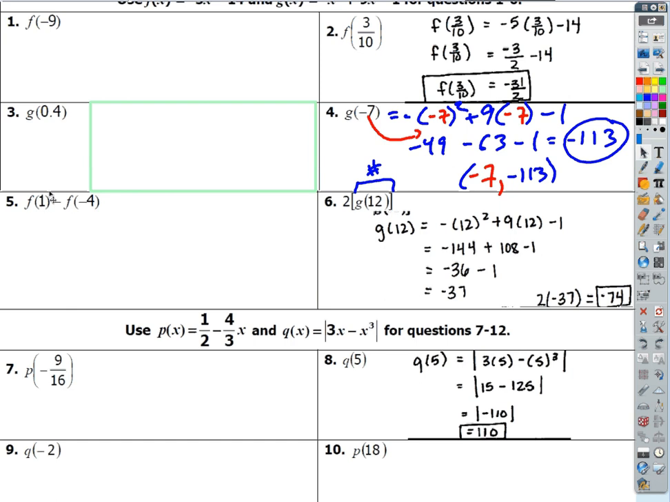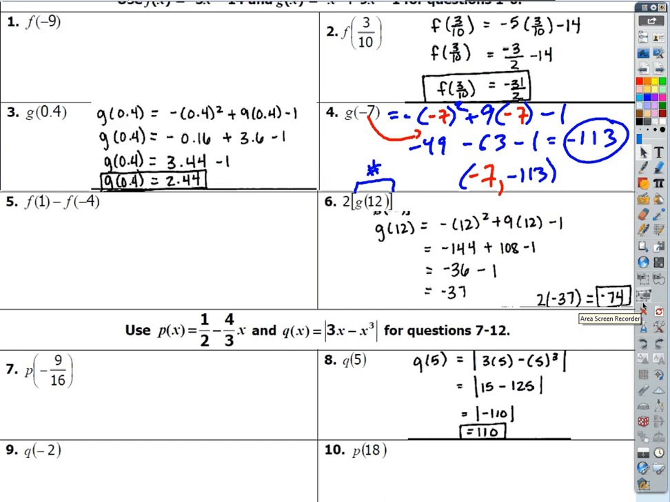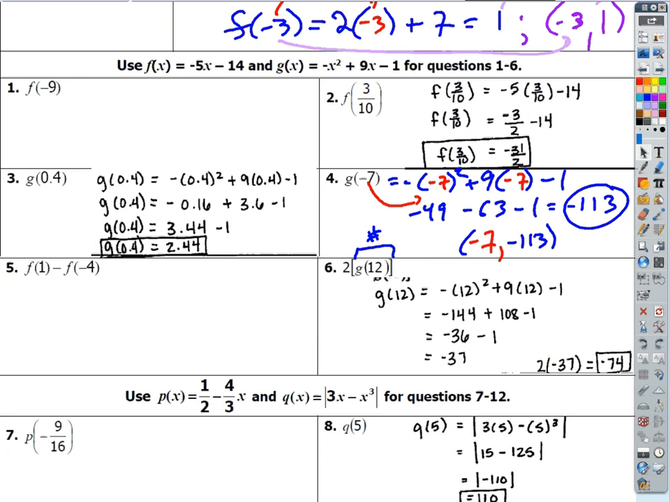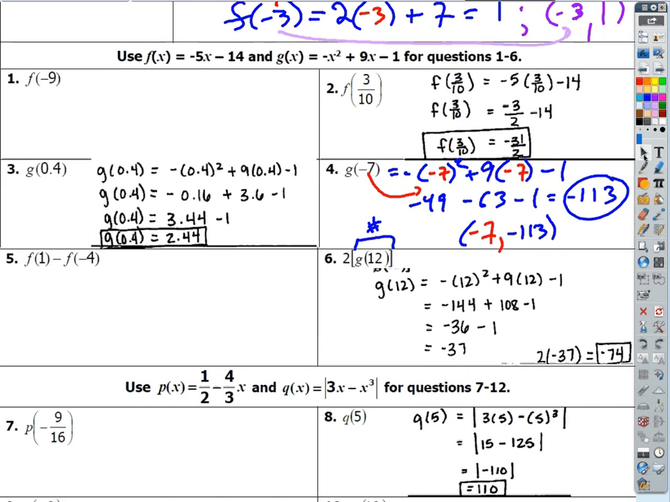And if I want to do something even more complicated like f of 1 minus f of negative 4, well, big deal. That's just going to be whatever output number I get for 1 for the function f, minus whatever the output number for negative 4 is. Now, where people are going to make a mistake on that, I'm telling you right now, you're likely to make a mistake here. Let's color code this.